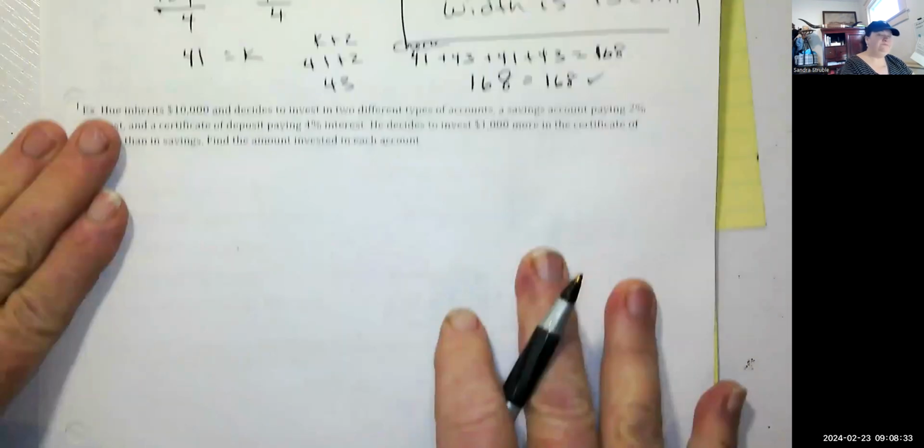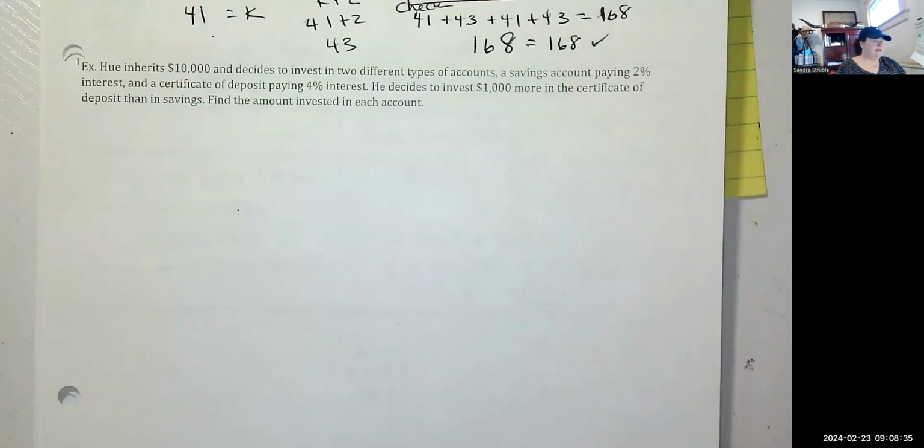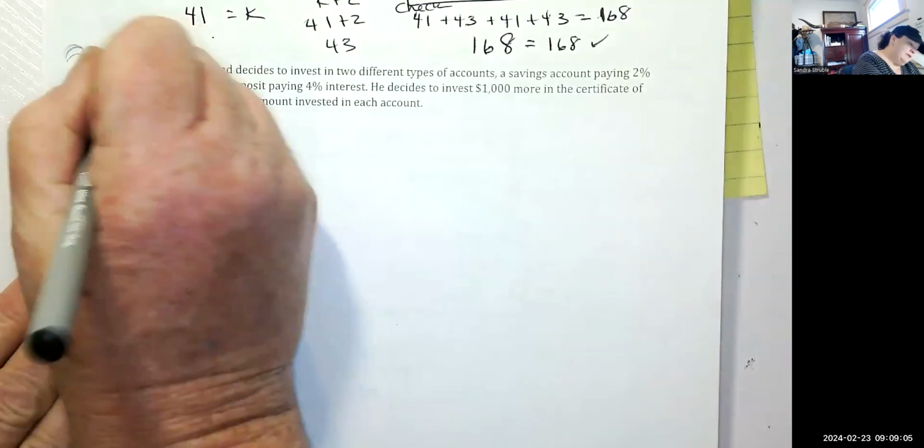Let's go to the next one. Q inherits $10,000 and decides to invest in 2 different types of accounts. He has a savings account paying 2% interest, and a certificate of deposit, otherwise known as a CD, paying 4% interest. He decides to invest $1,000 more in the certificate of deposit than in the savings account. So find out the amount he invested in each account. Okay, well, let's look at this. We've got types of account.